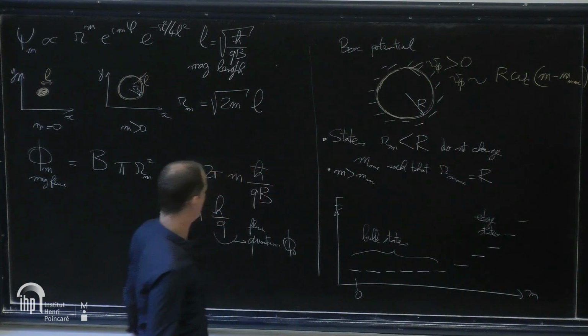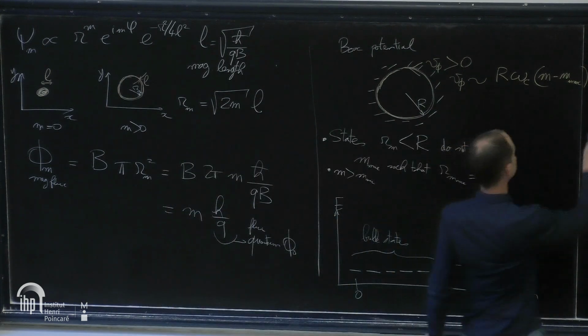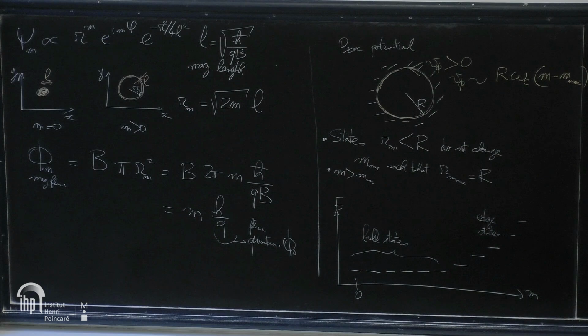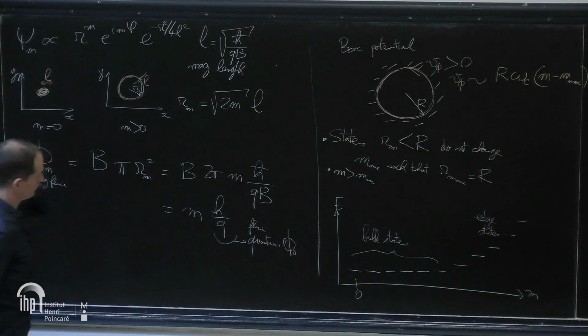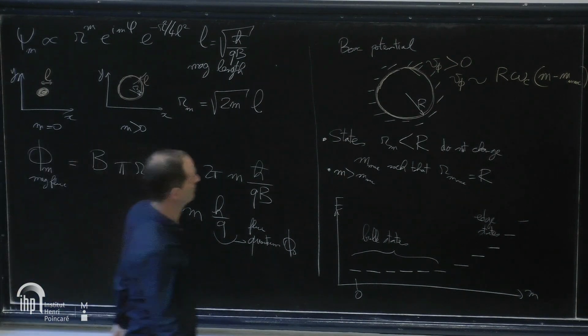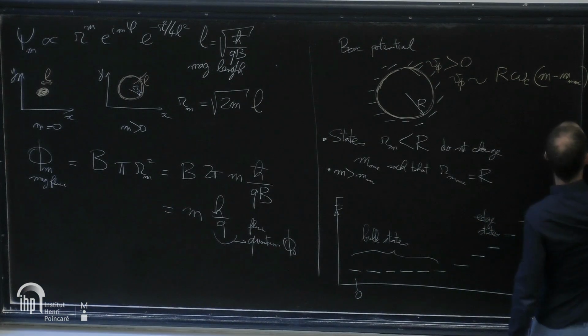I wanted to say one more thing. So now the last thing I want to introduce is how does a generic state of the Landau level look like? A generic state. I will focus on the generic state in the bulk, meaning that I will consider a wave function that expands over the states with m between 0 and m max.